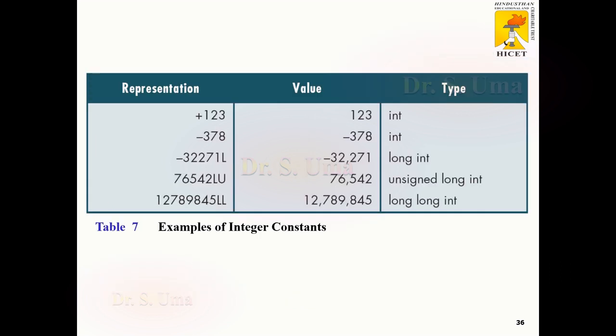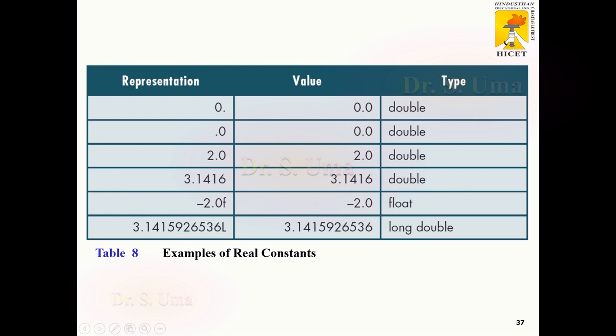Examples of some integer constants are given over here. These values refer to integer type of data, integer type, long int, unsigned long int, long int. Examples of real constants are given over here. The type of the data that refers to this value are given here: double, float and long double.